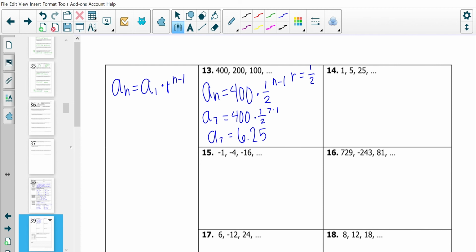All right, what is my r value on 14? 5. So I have a sub n equals... Why is it 1? Your initial value, the first number. Okay, so we have a sub 7 equals 1 times 5 to the power of 7 minus 1, and you get 15,625.